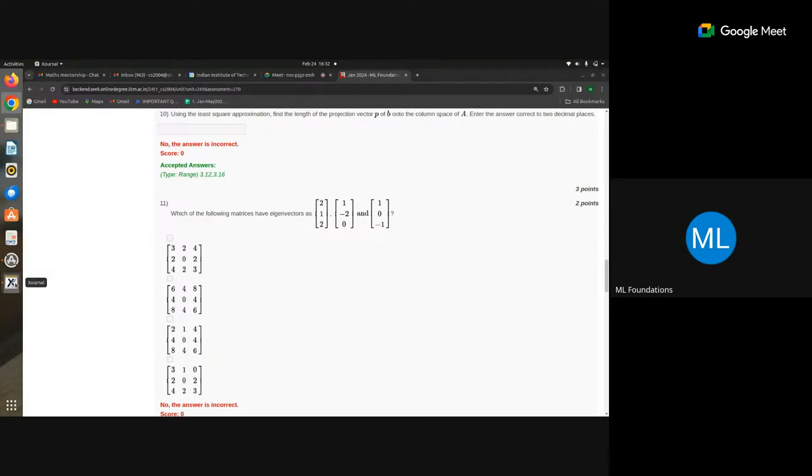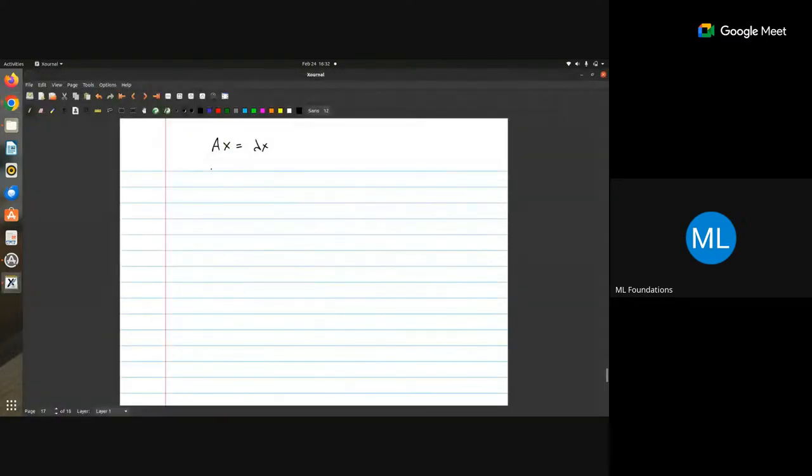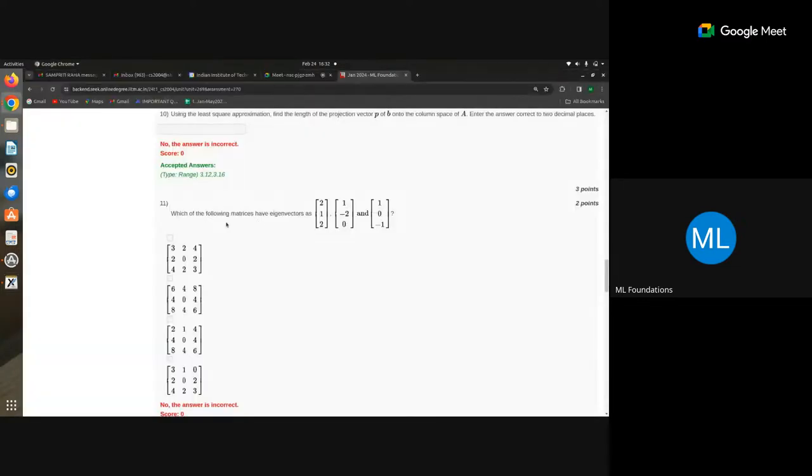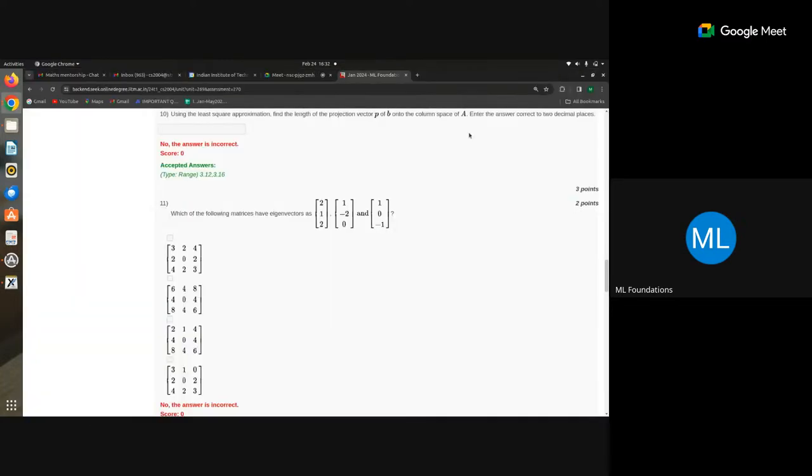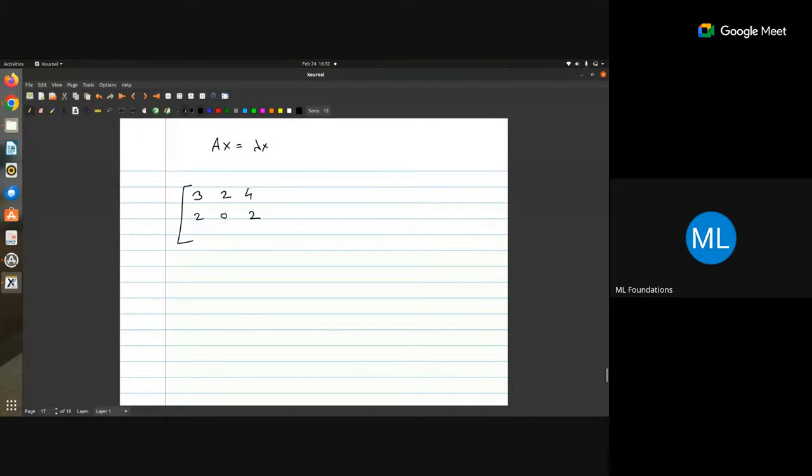First of all, again we have to go through all the matrices and check. I'll try it for the first one and then you can check the subsequent matrices, fine? So it is 3, 2, 4, 2, 0, 2, and 4, 2, 3.